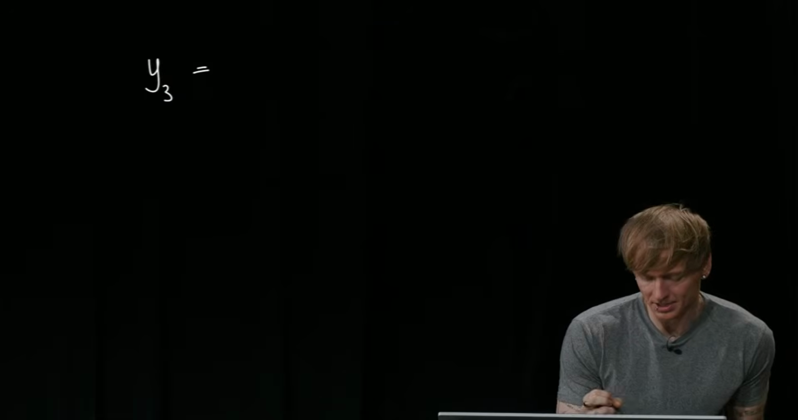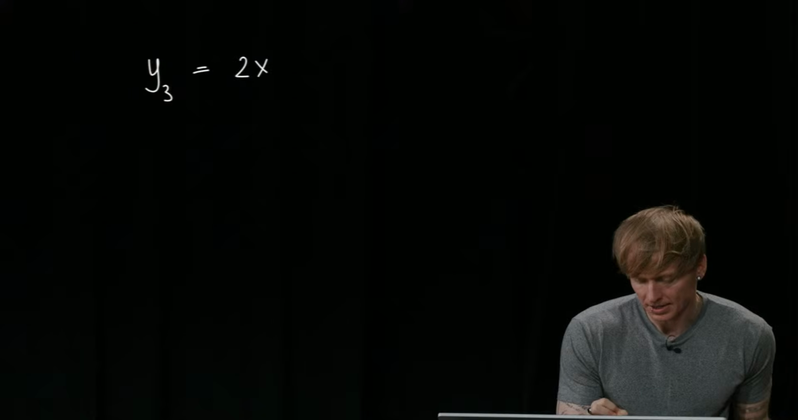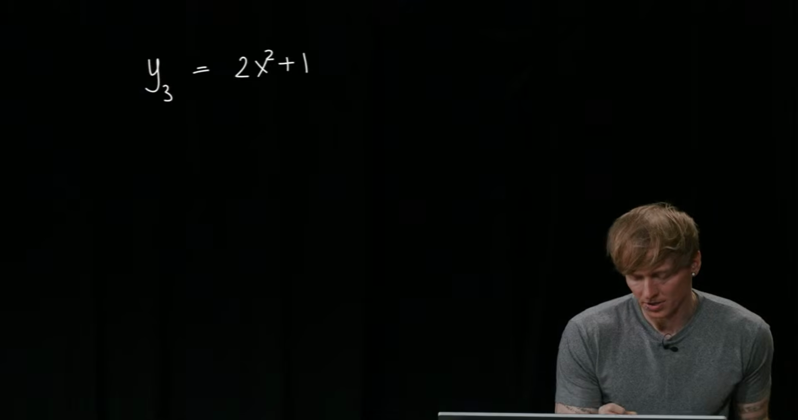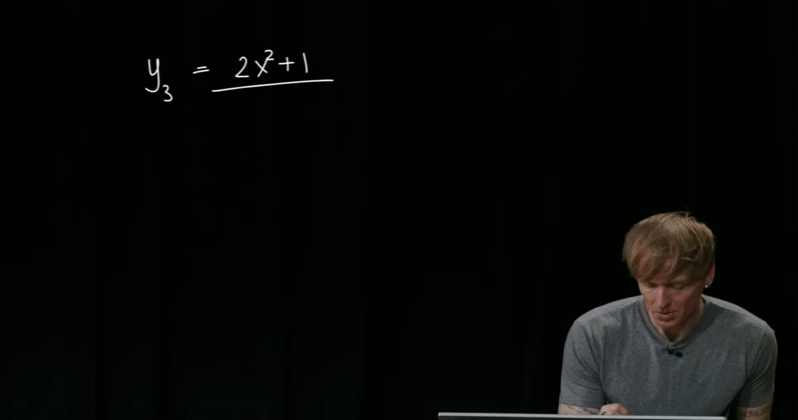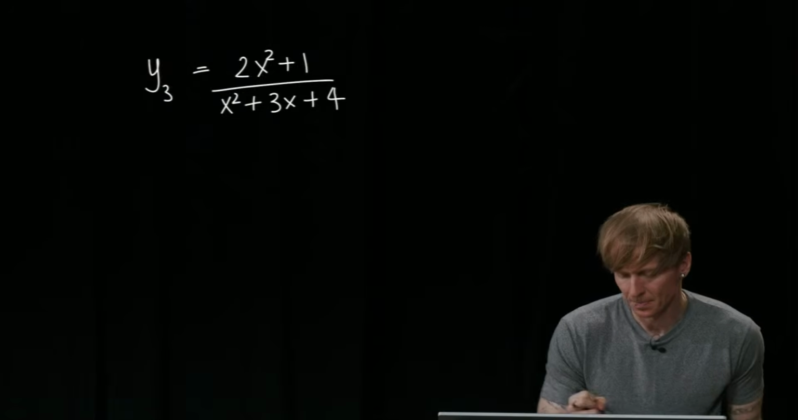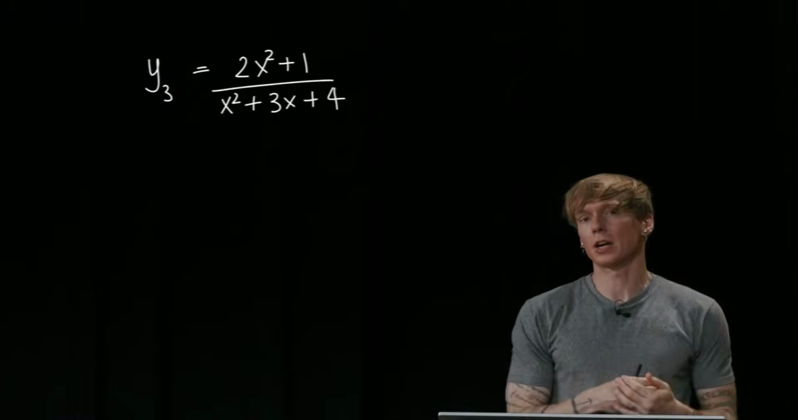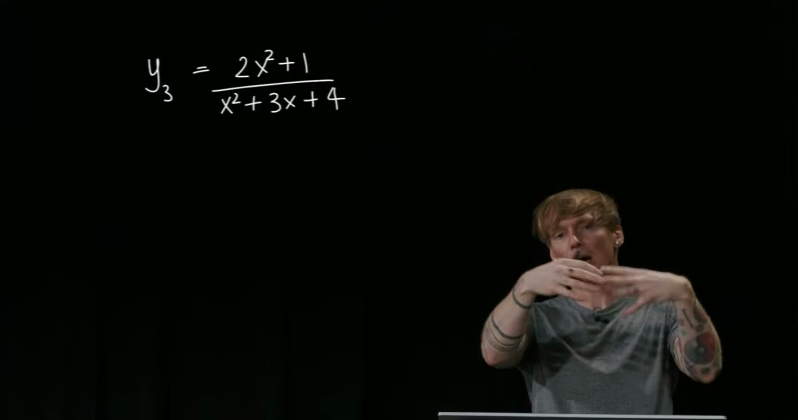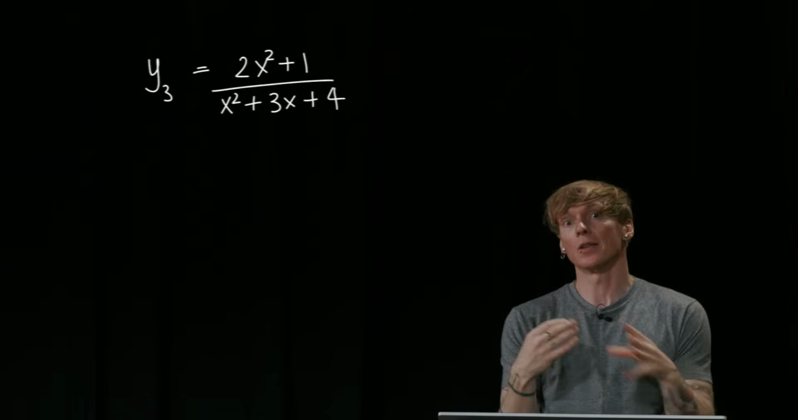Now, a final example of what happens when we have a function on the top that seemingly grows at the same rate as the one on the bottom. This is an interesting problem to think about. So if we have a function y3, and let's suppose this one is 2x squared plus 1 on the top, and then maybe on the bottom we have x squared plus 3x plus 4. So this is a relatively complicated function. We've got a polynomial on top, a quadratic term on the top, divided by another quadratic.